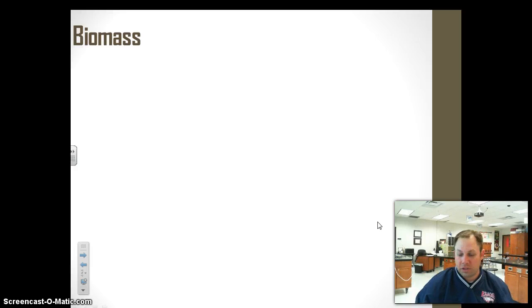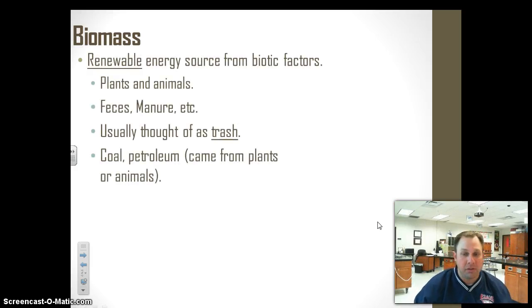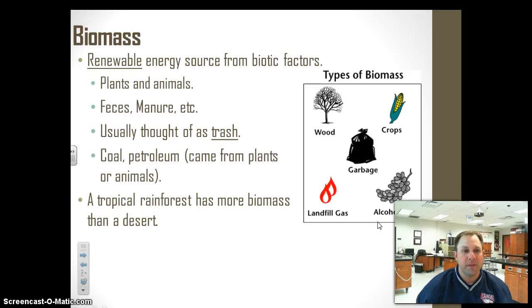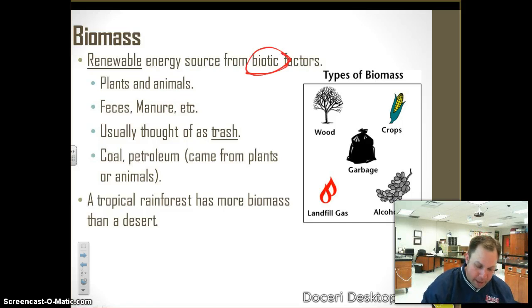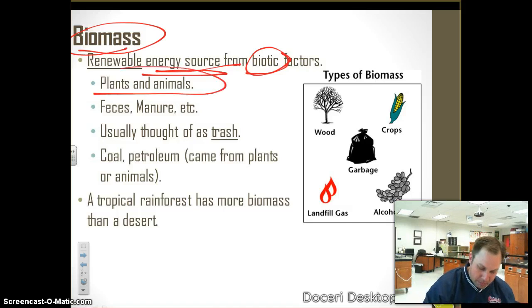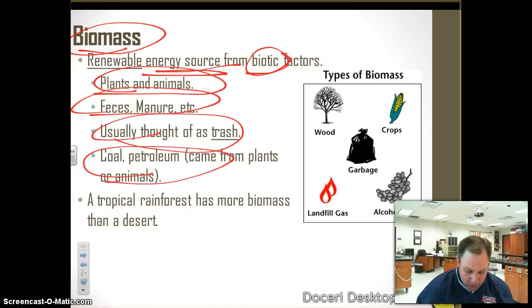All right. Now, let's talk about a couple of other things besides the cycling of matter. Let's talk about biomass. Biomass is different types of energy sources from biotic factors. Remember, we talked about biotic factors being living factors. So biomass is energy that we get from biotic factors: plants and animals, waste products, trash, coal, petroleum, all of which comes from plants. These are all examples of what we can use as an energy source as human beings, as a community in our environment.